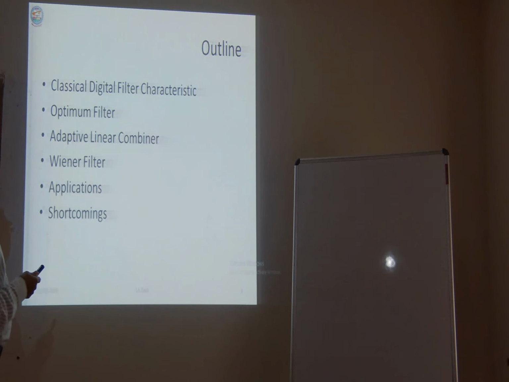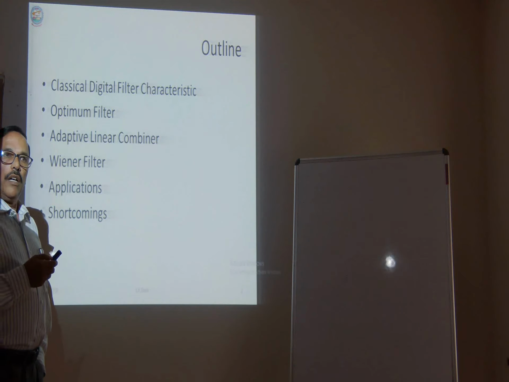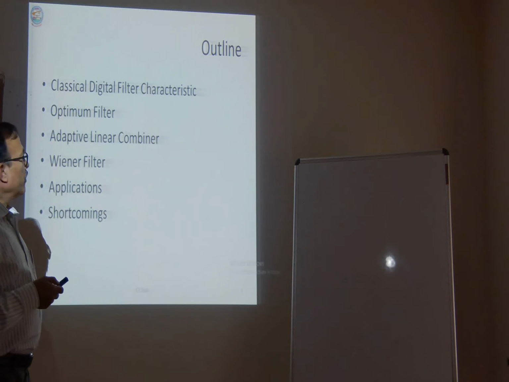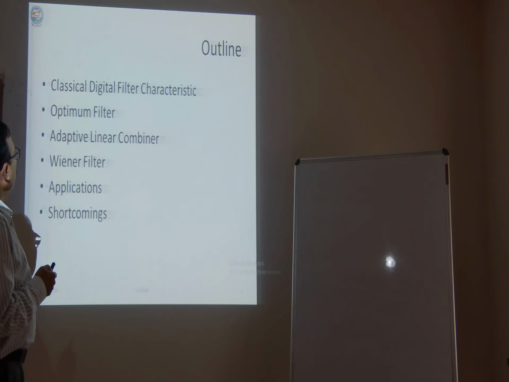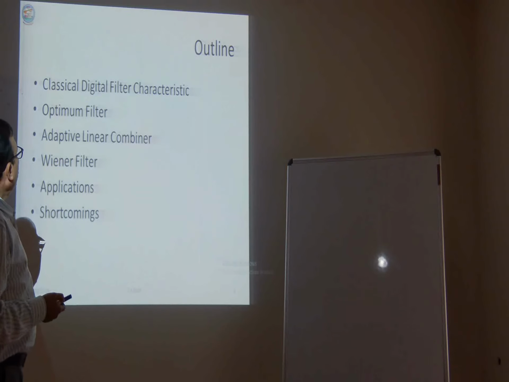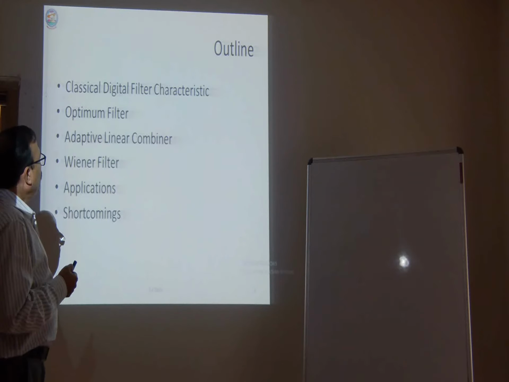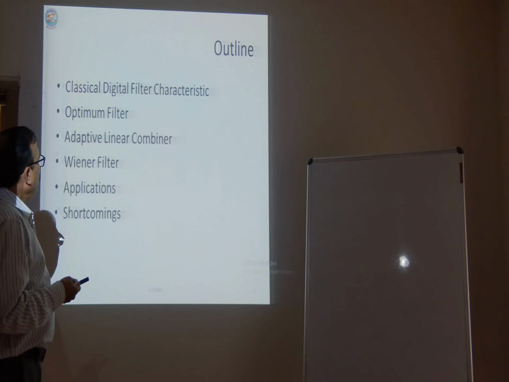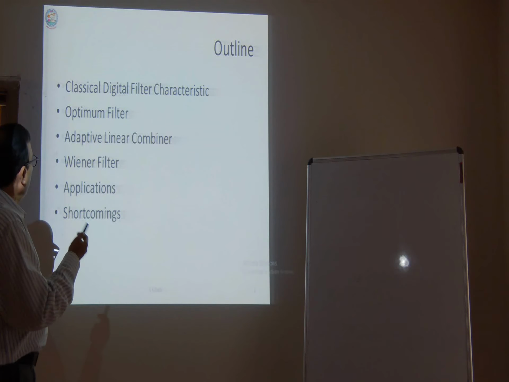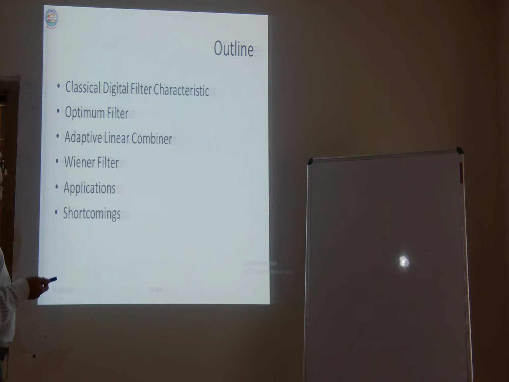At the onset, I will explain the classical digital filter characteristics. In this, I will tell why the classical digital filter cannot estimate the signal. Then next, we will go to optimum filter, of which the Wiener filter belongs to. Then we will go with adaptive linear combiner. It is the basic block of Wiener filter. Then we will go to the details of Wiener filter, how it works. Then some applications. Then shortcomings.